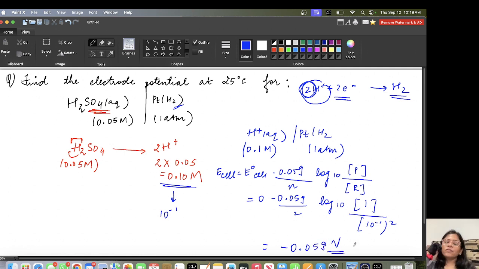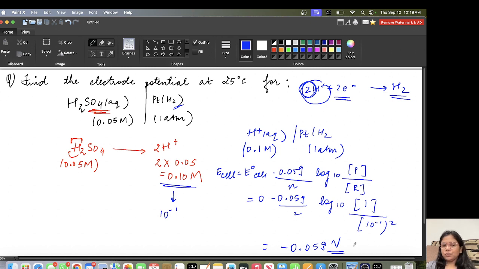This one will be your answer. Understood? Just a quick revision of what we need to do here. You need to find the electrode potential at 25 degrees Celsius for this particular reaction. You know H2SO4 is breaking down into 2H+, right?